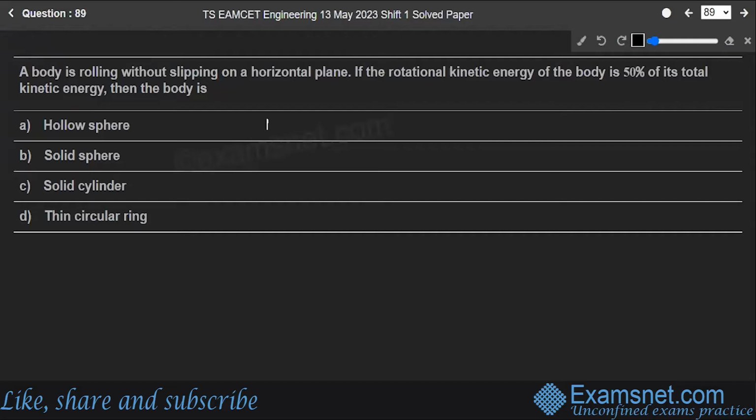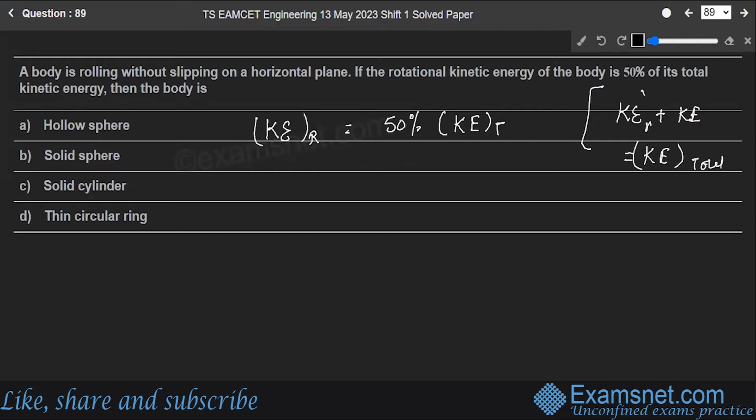You are given in the question that the rotational kinetic energy is equal to 50% of the total kinetic energy. And what is the total kinetic energy? It is the rotational kinetic energy plus your normal kinetic energy. This is the total, the rotational plus the linear kinetic energy. Rotational kinetic energy is given by half I omega square, and for the linear one, this is half m v square.